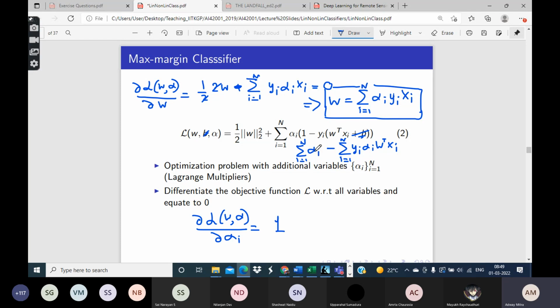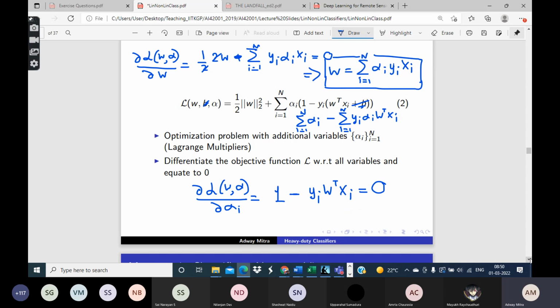Only the derivative of alpha I will be 1, right? And minus, again the same thing, only for the ith point I will get this. For all the other data points, this will be a constant with respect to alpha I, so the derivative will just disappear. So this is what I will get. Okay.